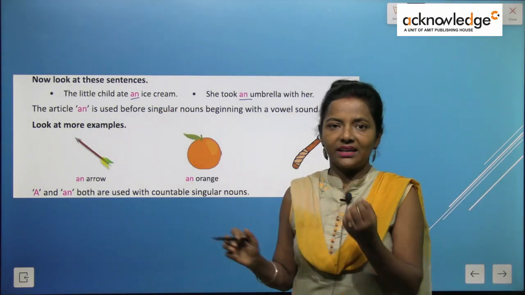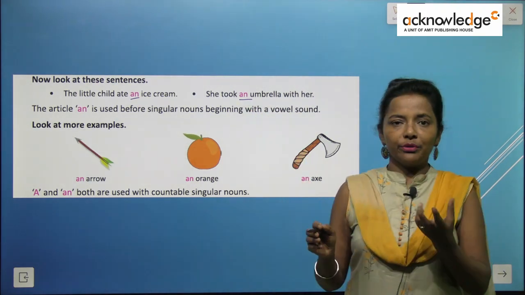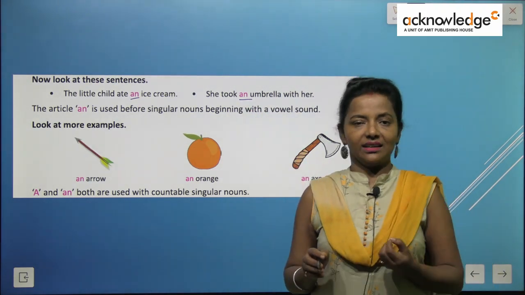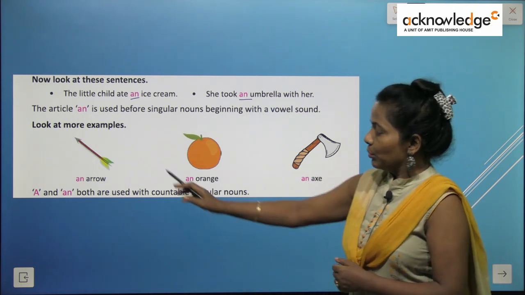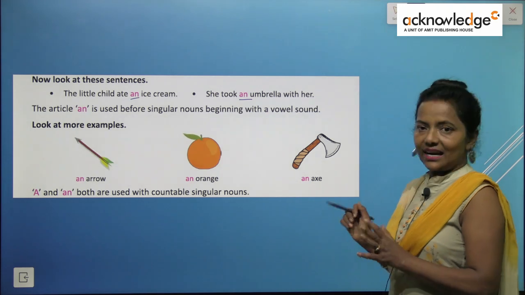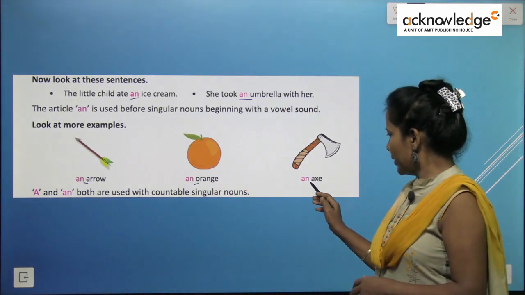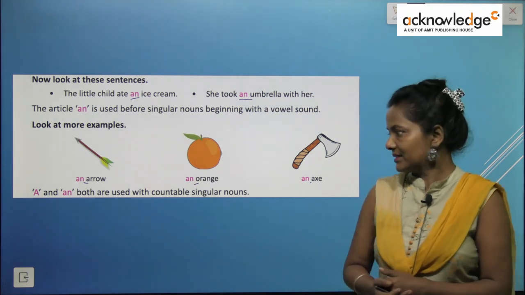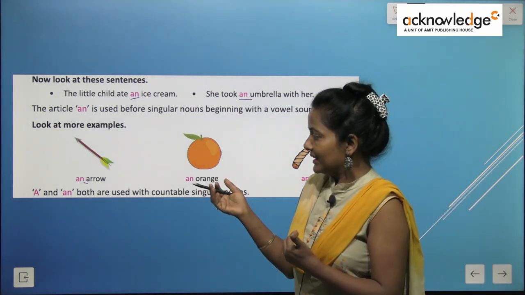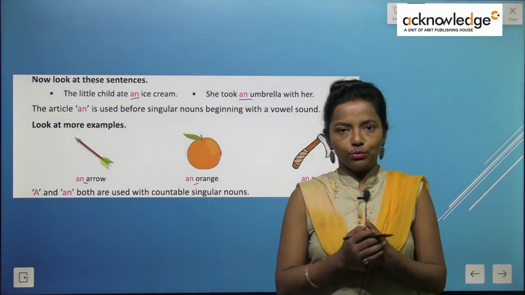Ice cream, I is a vowel. Here an umbrella, U is again a vowel. Now more examples are an arrow, an orange, an axe. Here all these are vowel sounds. See, A, O, A, these are all vowels. So a and an both are used with countable singular nouns.